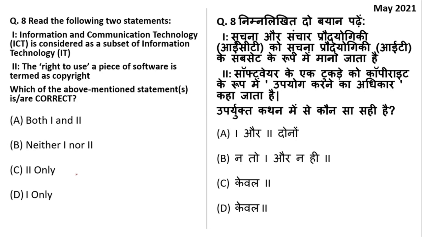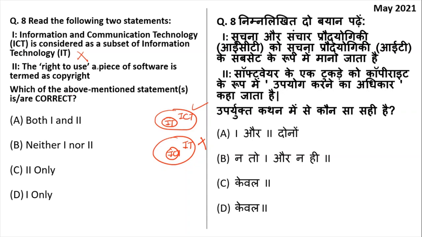Read the following two statements. Okay, so there are two statements given in this question. And you have to tell if both are correct or neither are correct, or if the second is correct, or if the first is correct. So ICT is considered as a subset of IT. So this statement is incorrect because it is the opposite that is correct. ICT is the bigger circle. This is ICT and IT is the subset of ICT, okay? And it is not vice versa. So this is incorrect while this is correct. IT is the subset of ICT, okay?